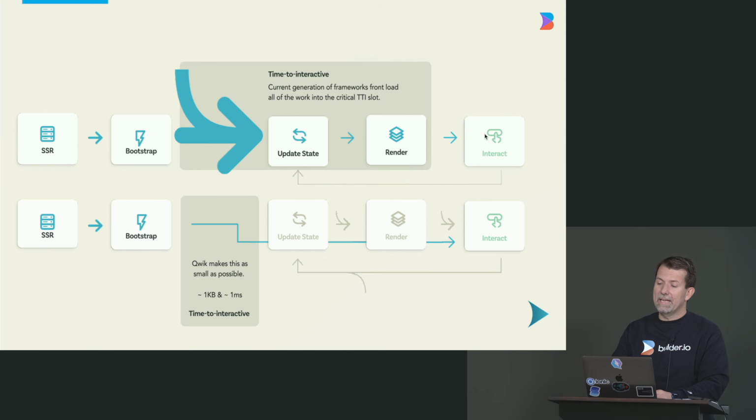So to get here, you have to work backwards and say, well, I need to render. In order to render, I need to have templates and data. In order to have that, I have to download everything. And so you end up downloading this huge app right up front.